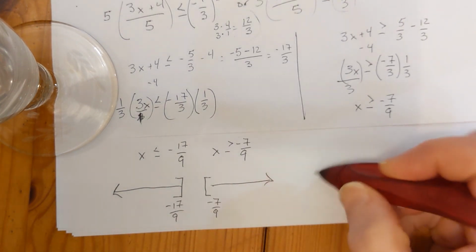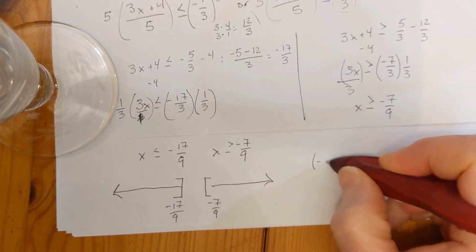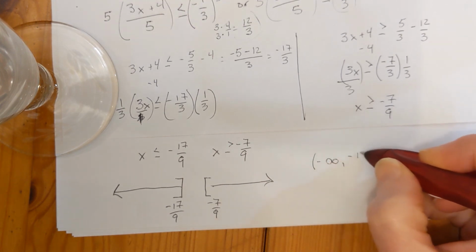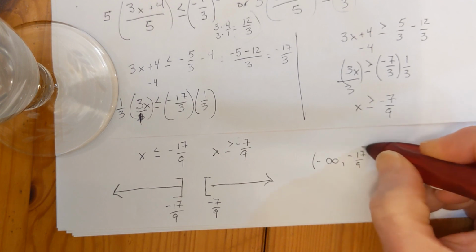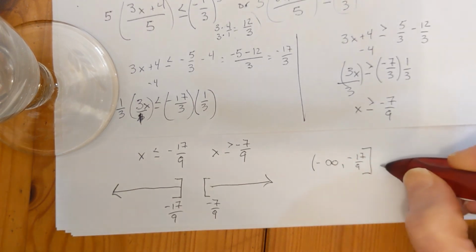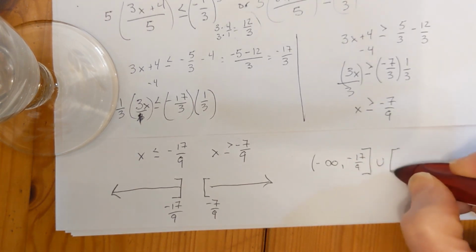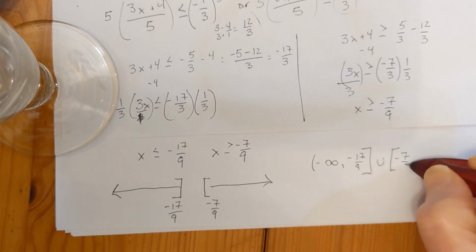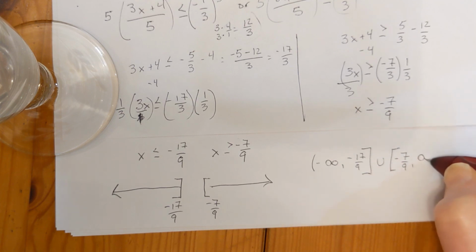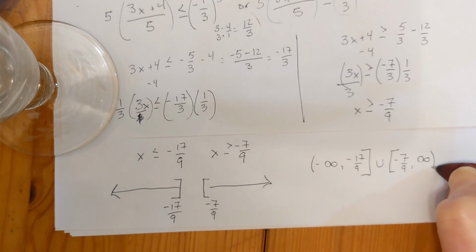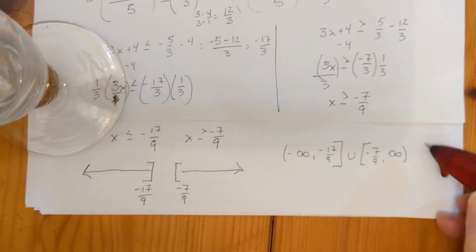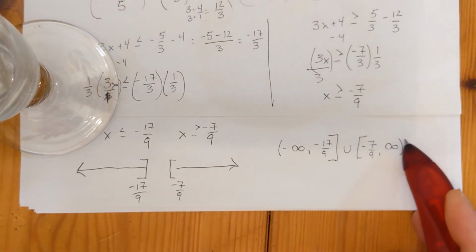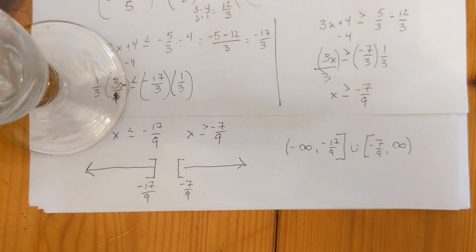So my interval will be from negative infinity to negative 17/9 included, and negative 7/9 to positive infinity. And again, positive infinities are never included, negative infinities are never included, they're always curved. I hope this helps.